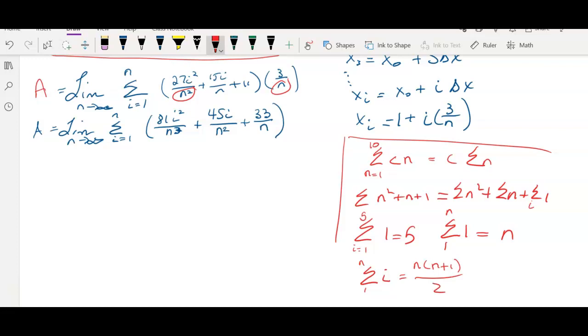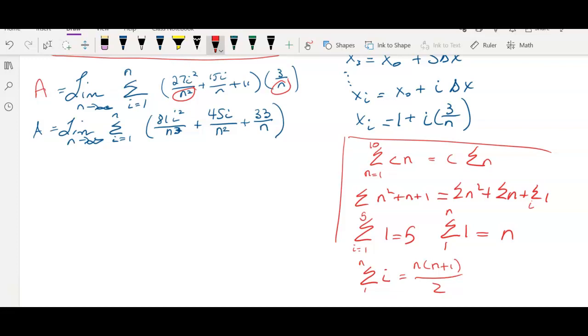If you don't believe me, try it with 5. What's the sum of the first 5 numbers? We can do this in our head. 1 plus 2 plus 3 plus 4 plus 5. Everyone agrees the sum of the first 5 numbers is 15. So 5 times 6 divided by 2 is what, everybody? 15. It works. That's how you quickly sum a set of numbers.